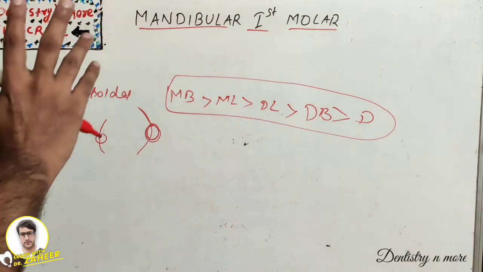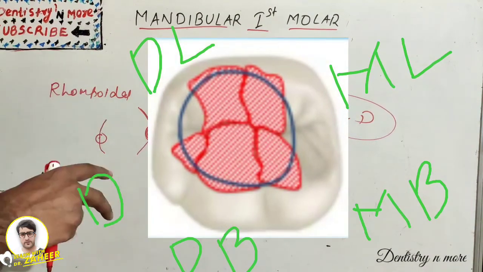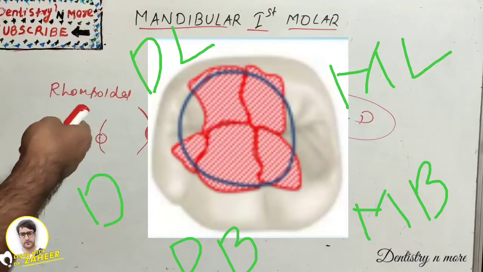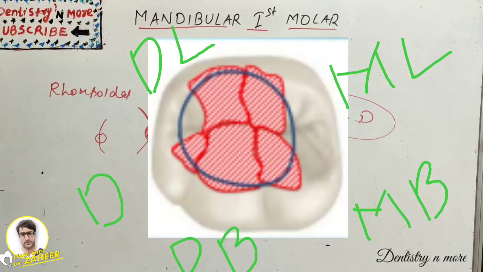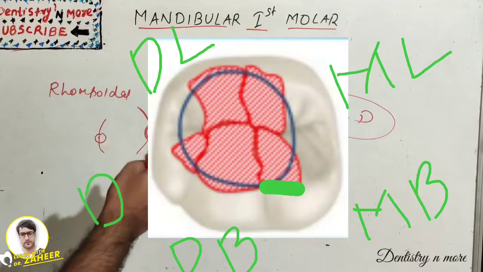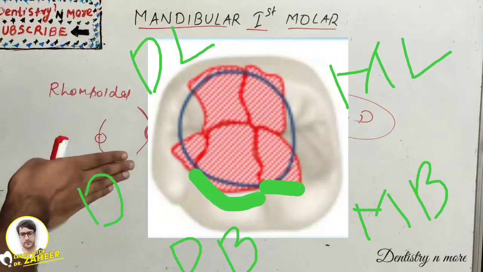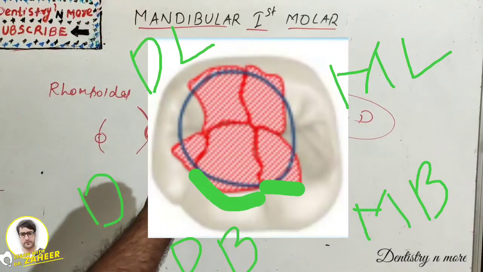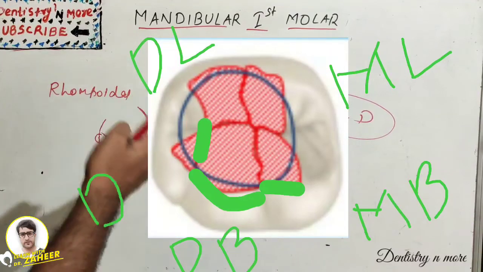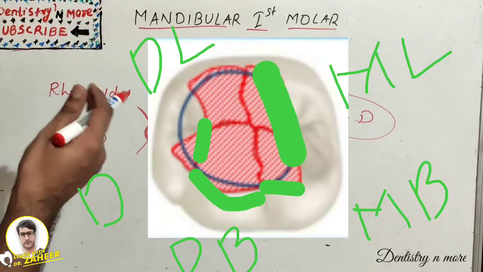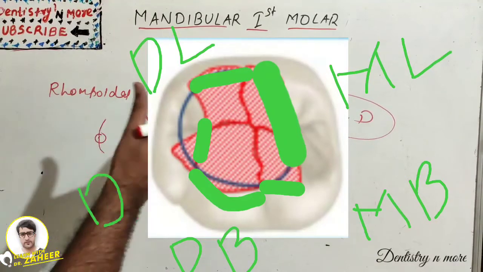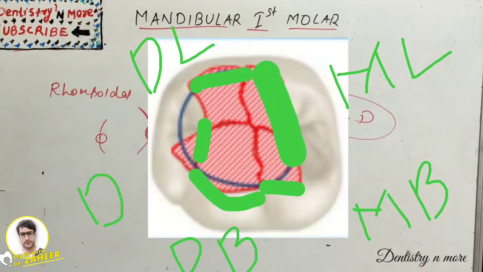And there are 3 fossae. The central fossa, which is more like a circle, is bounded by the distal slope of the mesiobuccal cusp, both mesial and distal slopes of the distobuccal cusp, the mesial slope of the distal cusp, the distal slope of the mesiolingual cusp, and lastly the mesial slope of the distolingual cusp. It forms the central fossa.